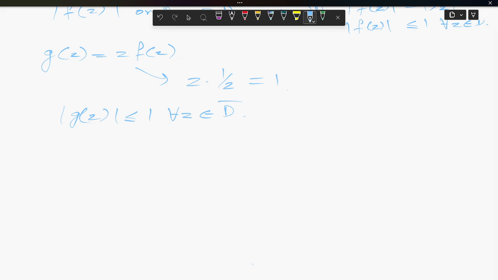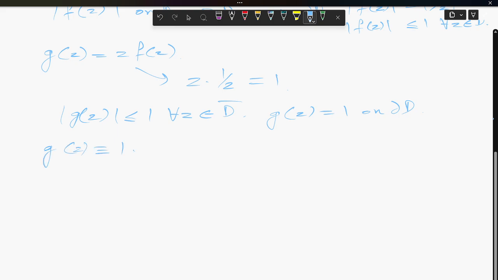Now, we know that our g z is equal to 1 on del D. So we can say that g z is identically 1 on D bar by the identity theorem, since g is holomorphic and constant on the boundary. Okay, so now let us derive a contradiction. If our g z is 1, then our f of z will be 1 by z for all z belonging to D.